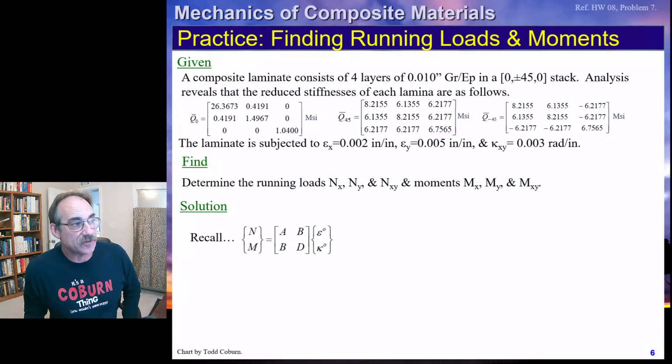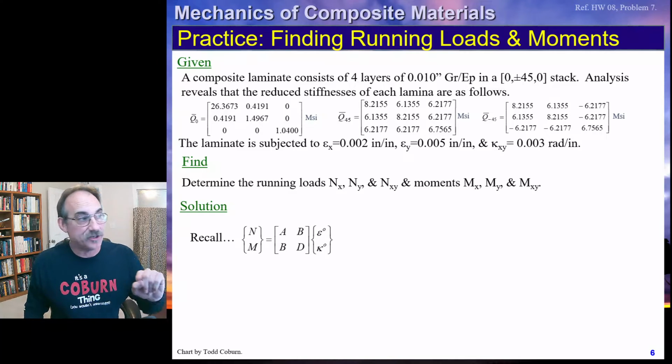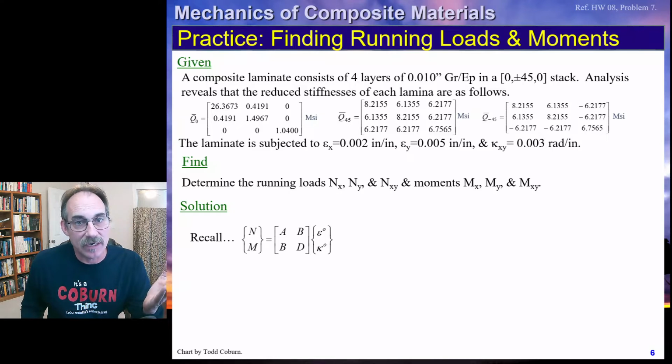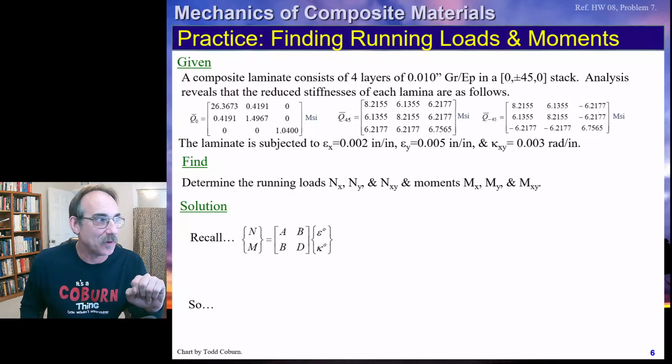We can calculate this as written to calculate running loads and moments from given strains, or we can use the inverse of this relation to take the running loads and moments to calculate the strains. That's actually more common. Let's just say we're given body coordinate strains as shown up here, of 0.002 inches per inch, 0.005 inches per inch, and 0.003 radians per inch. And don't forget, your curvatures need to be in radians per inch, not degrees per inch.